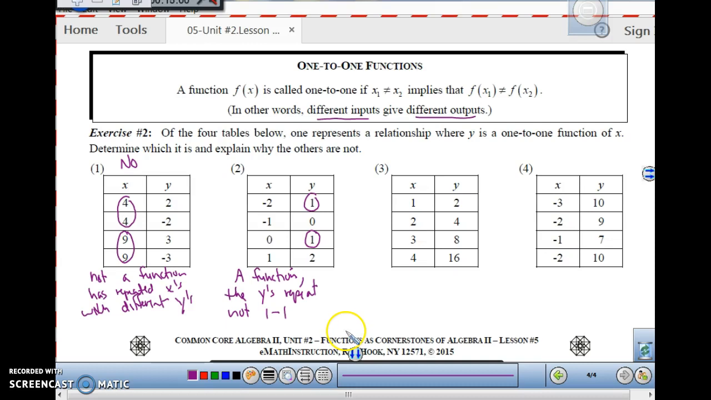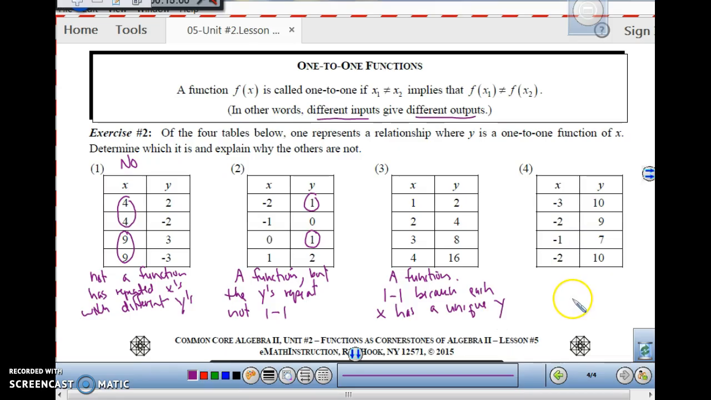Okay, how about number 3? We have 1, 2, 2, 4, 3, 8, 4, 16. Is this a function? It is a function. Now, does each x have its own unique y? 1 becomes 2, 2 becomes 4, 3 becomes 8, 4 becomes 16. Yeah. So this is one-to-one because each x has a unique y.